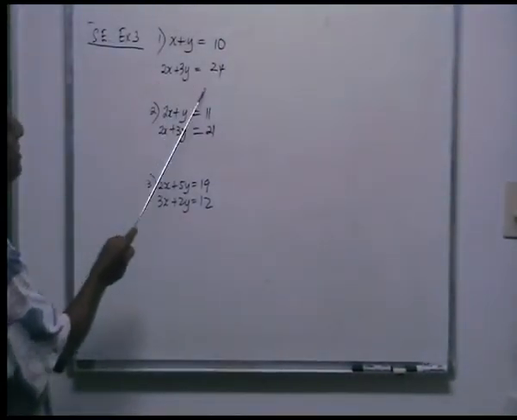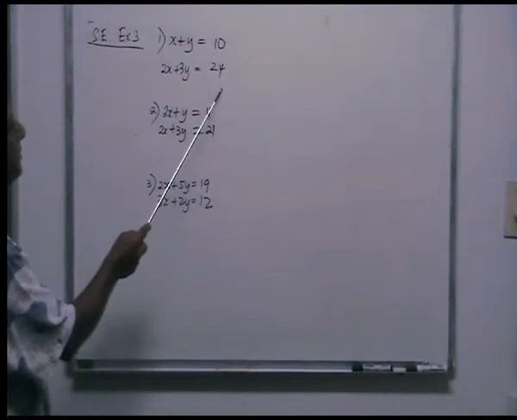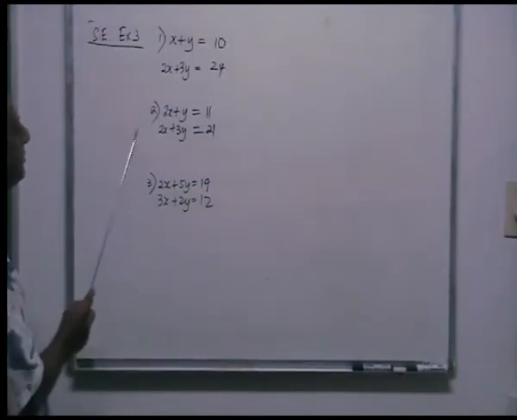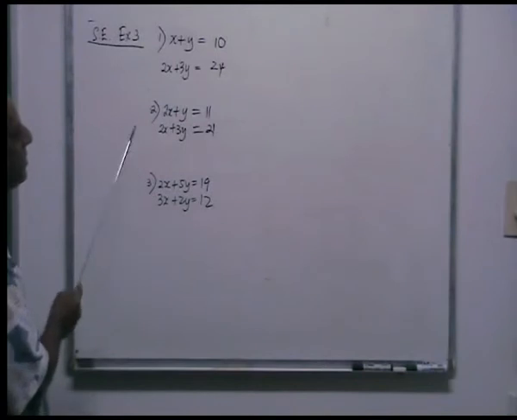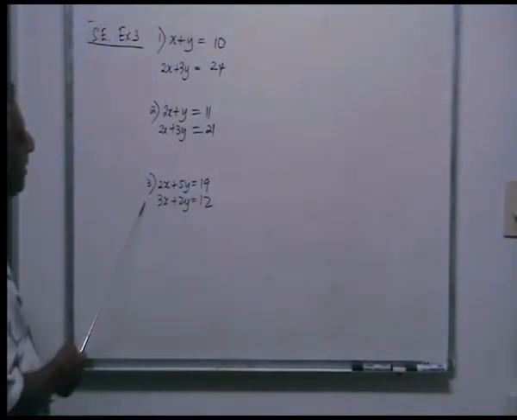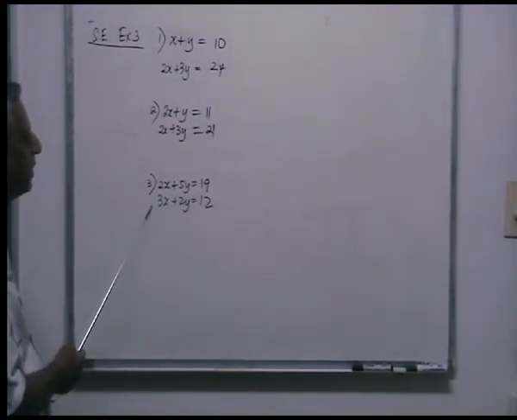Then 2x plus 3y is equal to 24. Number 2, 2x plus y is equal to 11. 2x plus 3y is equal to 21. And number 3, 2x plus 5y is equal to 19. 3x plus 2y is equal to 12.